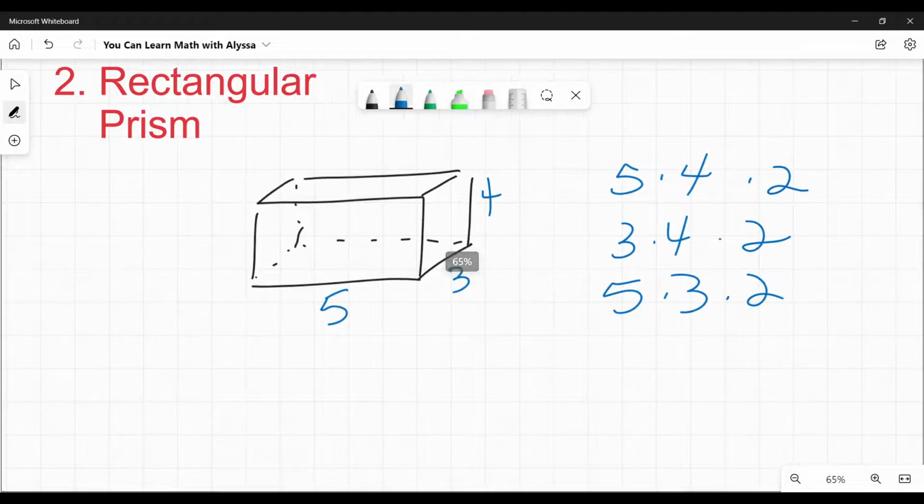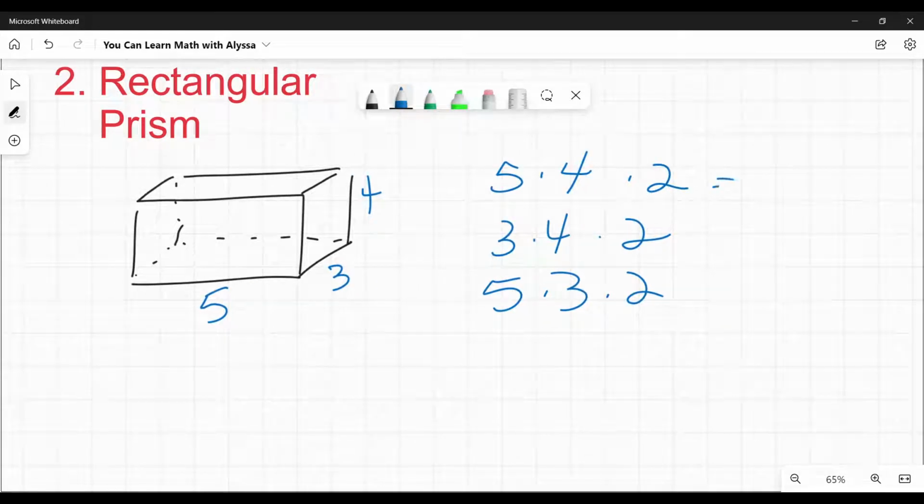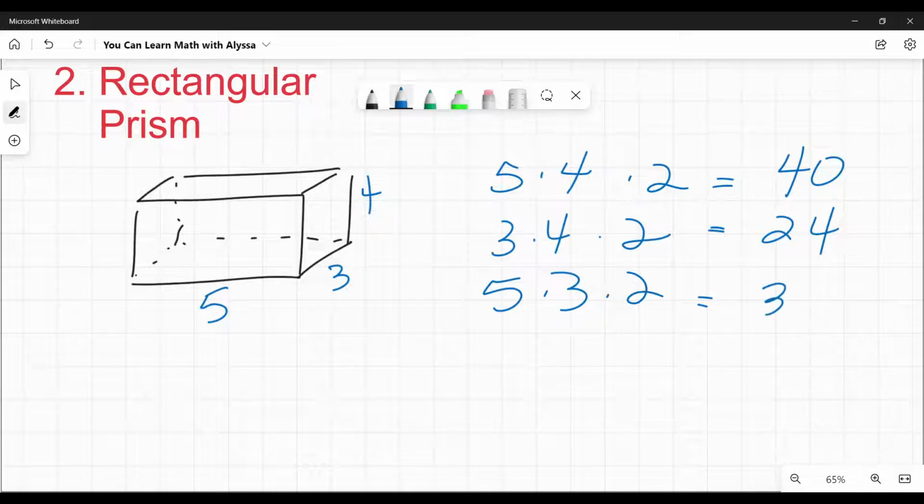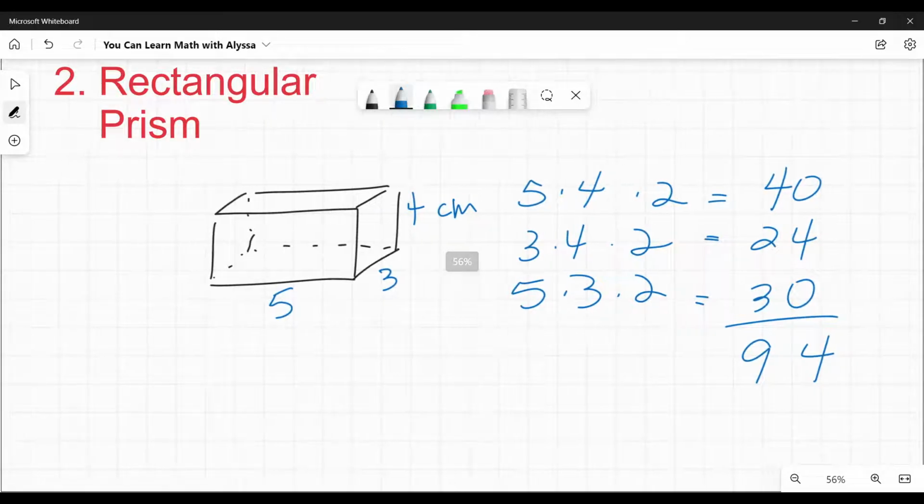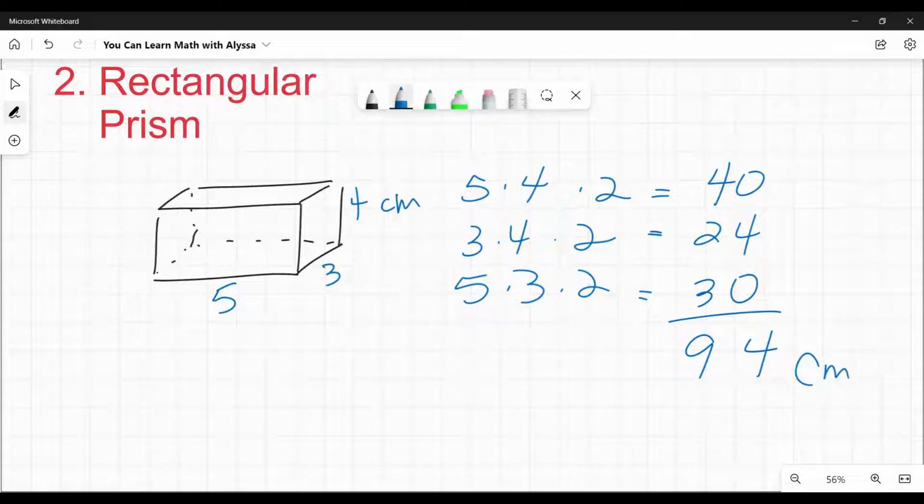Then once you have all those, you need to multiply and then add them all together. 5 times 4 times 2 is 40. 3 times 4 times 2 is 24. And 5 times 3 times 2 is 30 for a grand total of 94. And I didn't give units, let's say centimeters. 94 centimeters squared. So again, all of these, we're taking the pieces apart, keeping track of everything, and then adding them all up together.